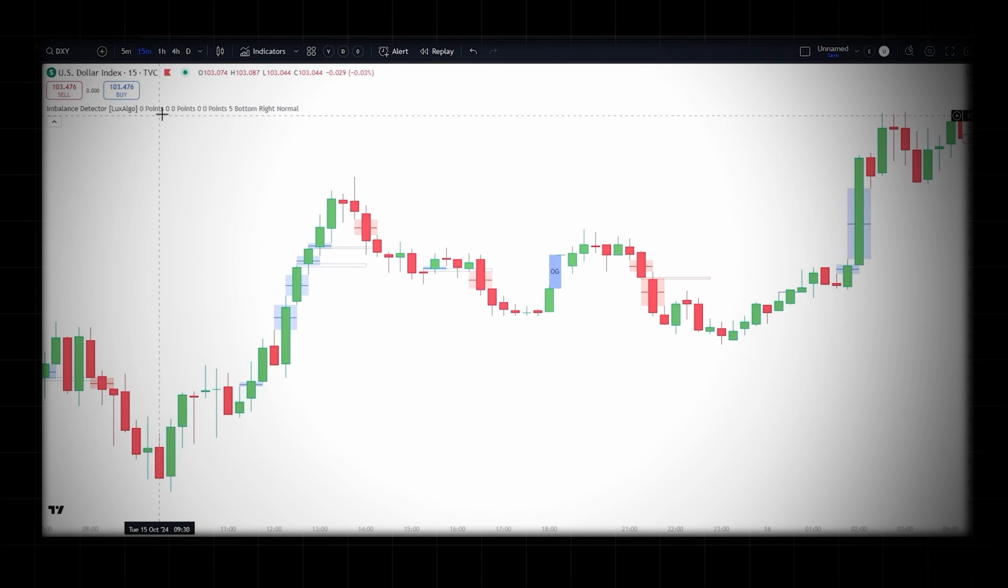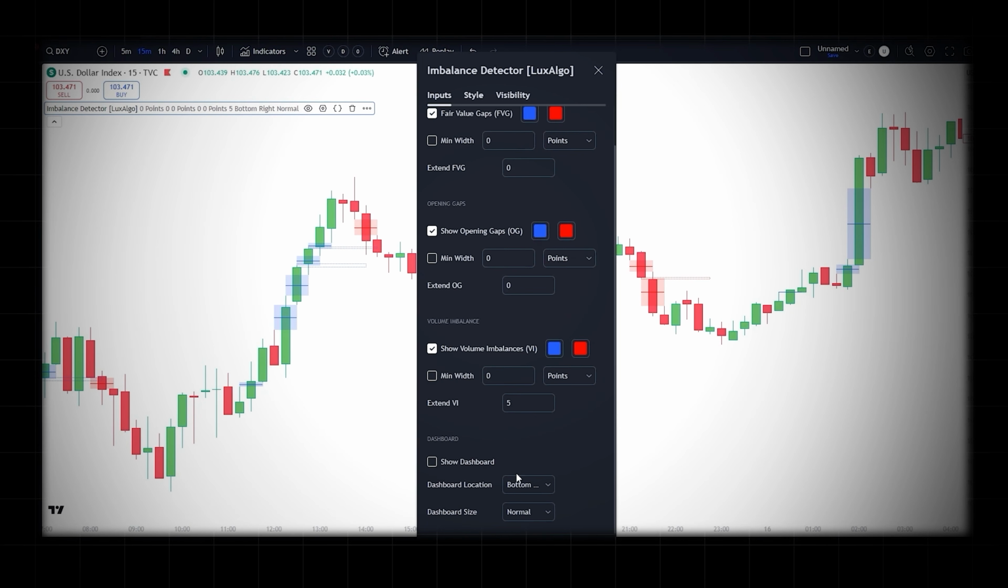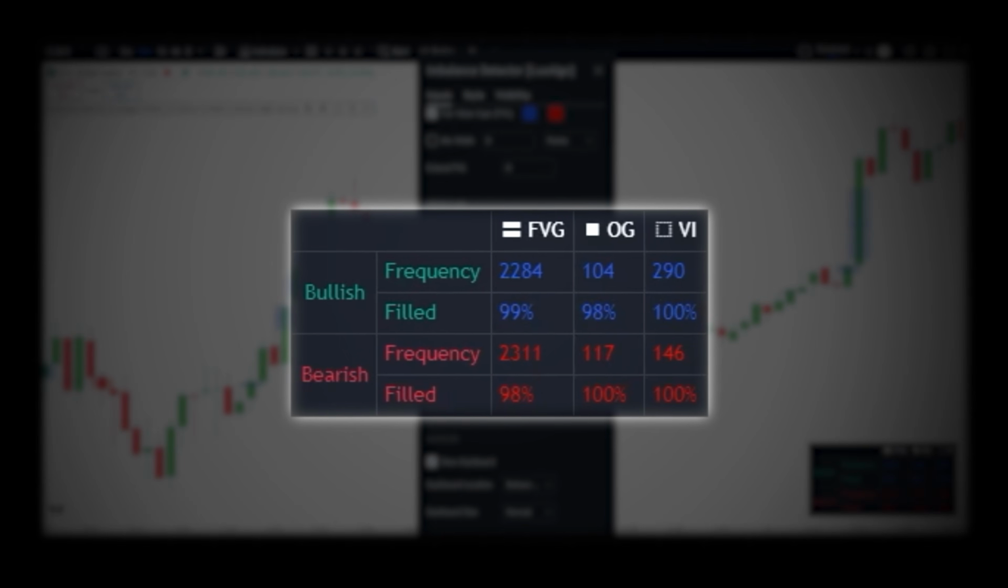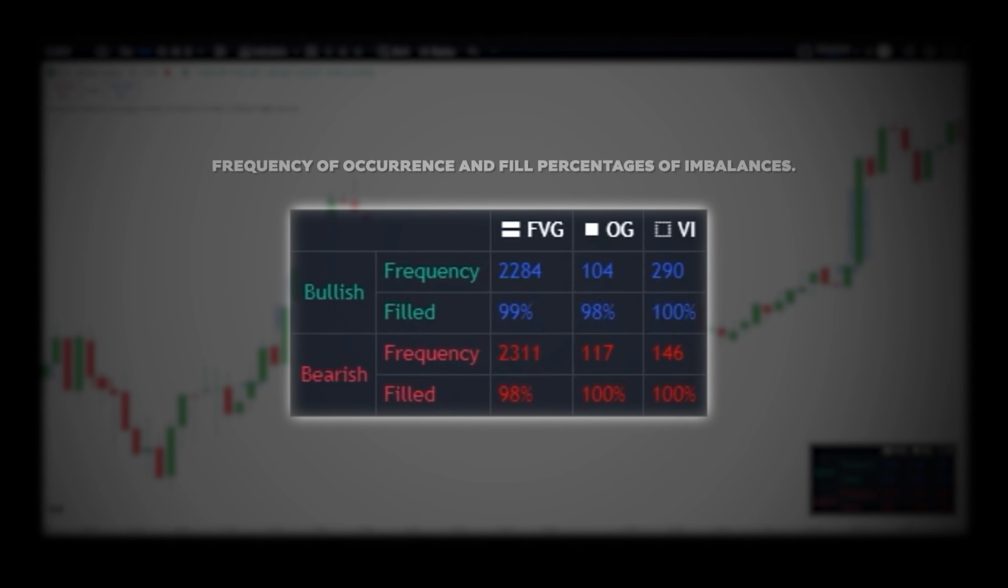So go ahead and open up your indicator. In the settings, we have an optional feature that we can turn on that's going to be important. This dashboard shows you information about the imbalances on your chart, namely their frequency of occurrence and their fill percentage. While this info might not be useful to everyone, I certainly find it interesting.